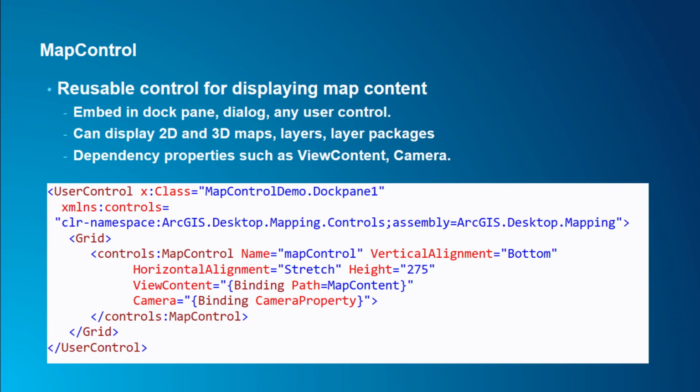The map control is a reusable control, and you can embed it in a dock pane, a view pane, a dialog, or pretty much any user control. You can use it to display various project items like 2D, 3D maps, layers, layer packages, and even raster datasets. The map control has a view content property, and you can use that to define your display. You can also use the camera property to navigate inside your map control.